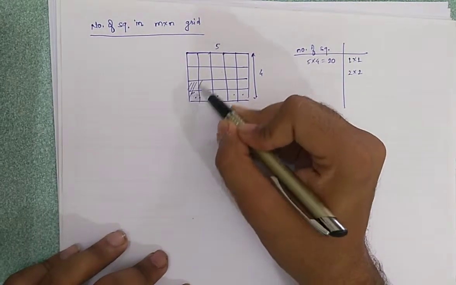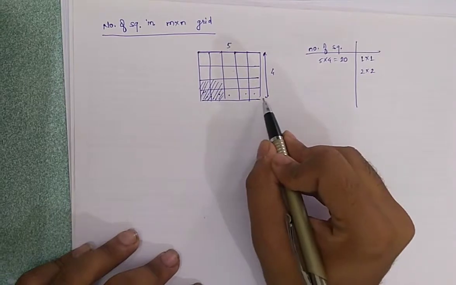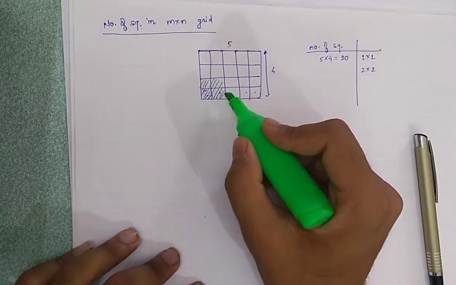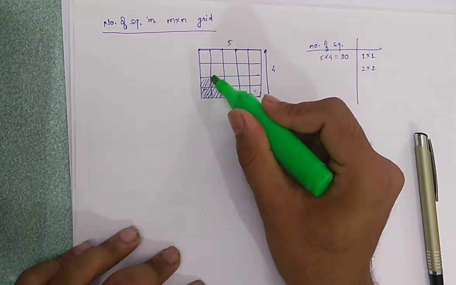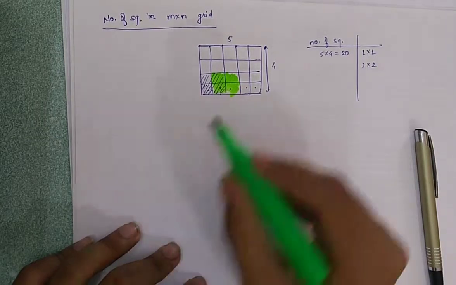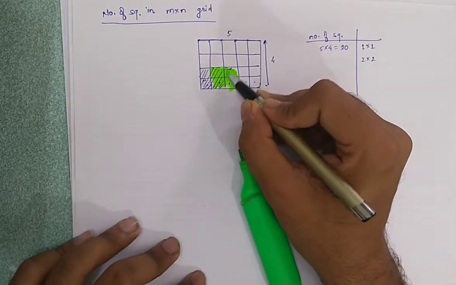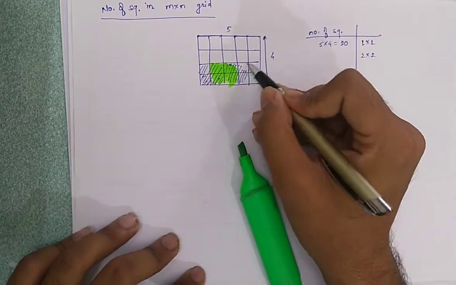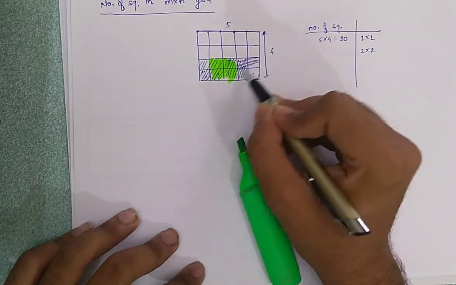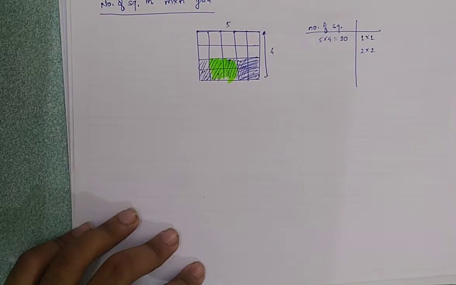Now 2 into 2 squares are such sort of squares. How many squares are there in a row? This was one square. After that, the second square will be something like this. Third square will be this area. Then again, the fourth square will be this. So the number of squares in a row here is 4.